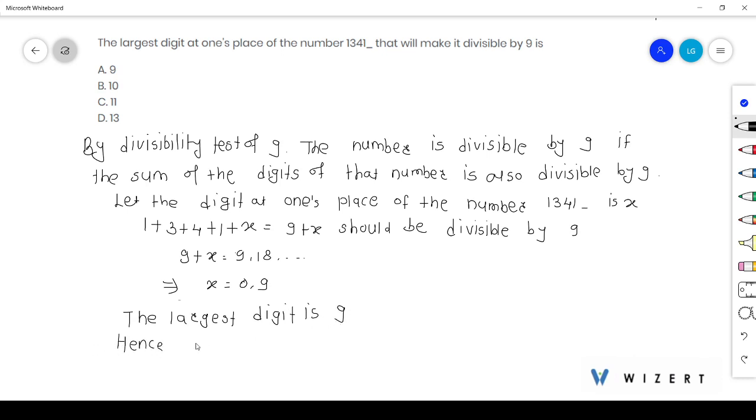Hence, the number will be 13419. So our correct option is option A.